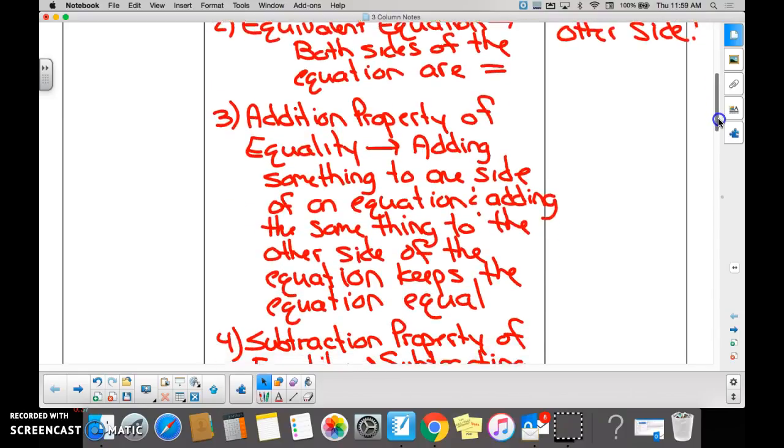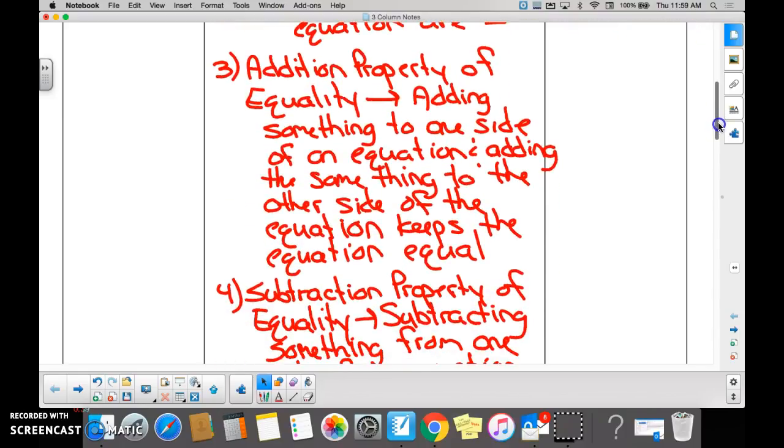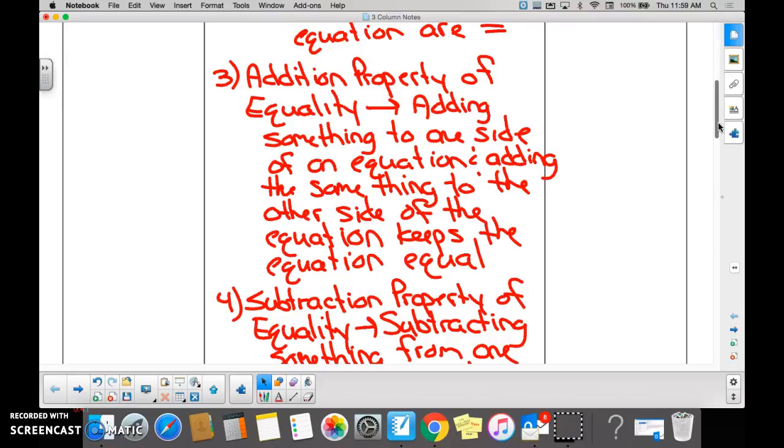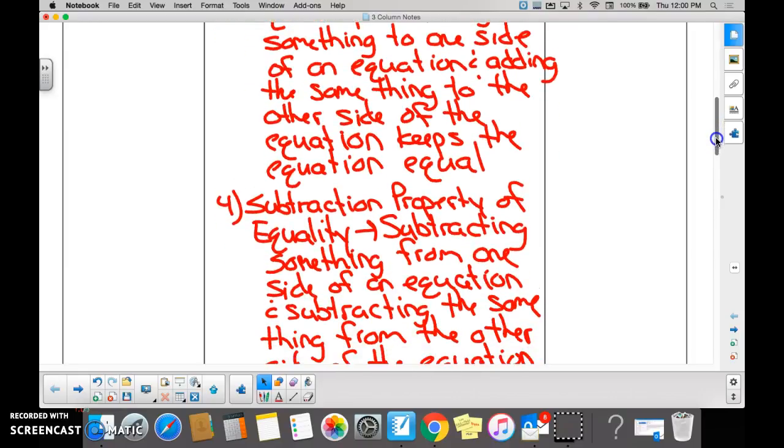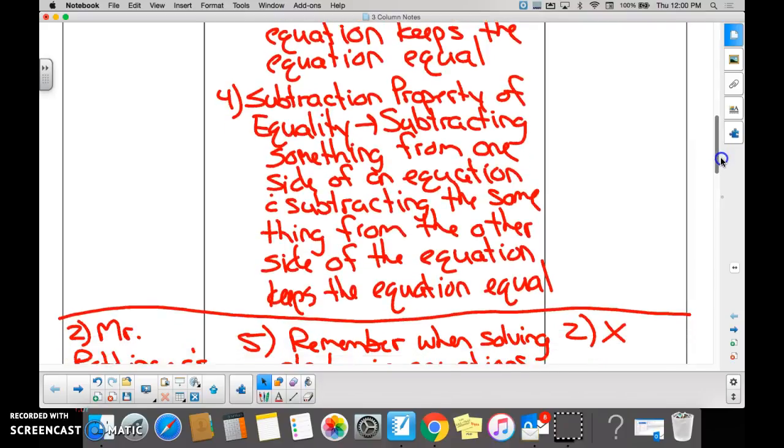The addition property of equality and the subtraction property of equality are very important. I refer to them a lot when we're solving algebraic equations. The addition property of equality states that if you add something to one side, you must add something to the other side. Does that change the equation at all? No, it keeps it the exact same. If you subtract something from one side, you must subtract something from the other side. So those would be the properties of equality. In order to keep the equations equal, you have to do the same thing to both sides.